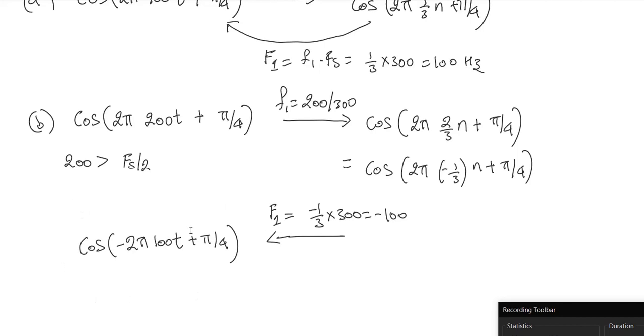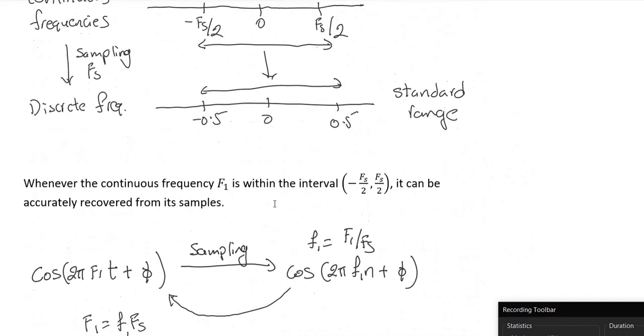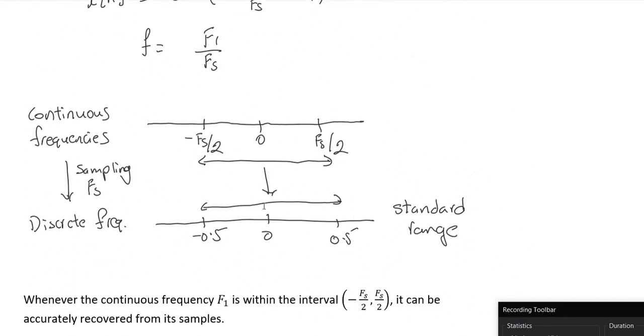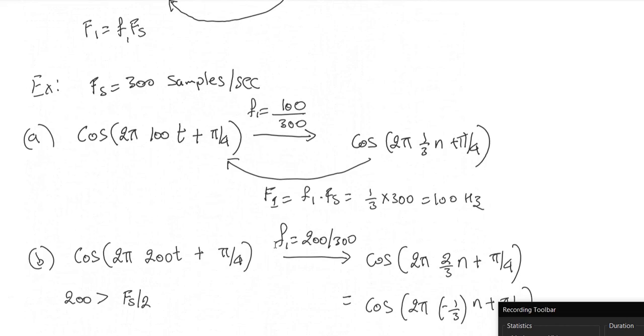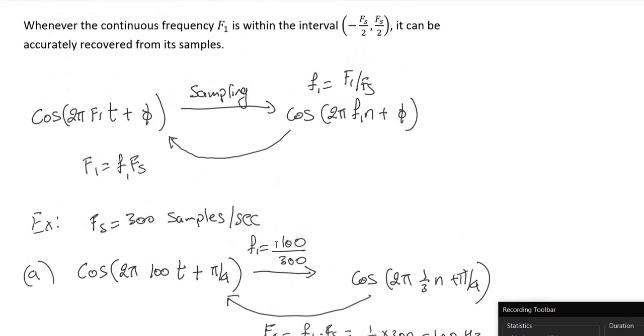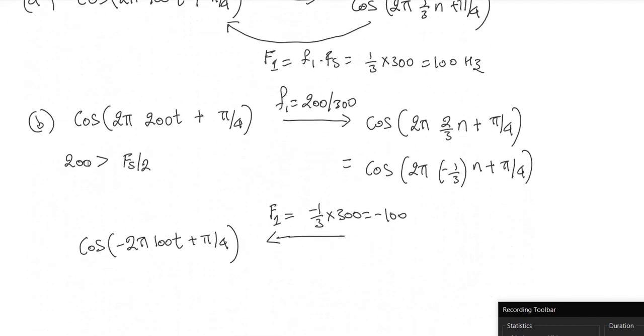So what this means is if you're using this process of going from discrete frequencies back to continuous frequencies by doing the inverse map within the standard range, then what we just saw is whenever your continuous frequency is within this interval, it can be accurately recovered from its samples. And when it is not, you cannot recover it from its samples.